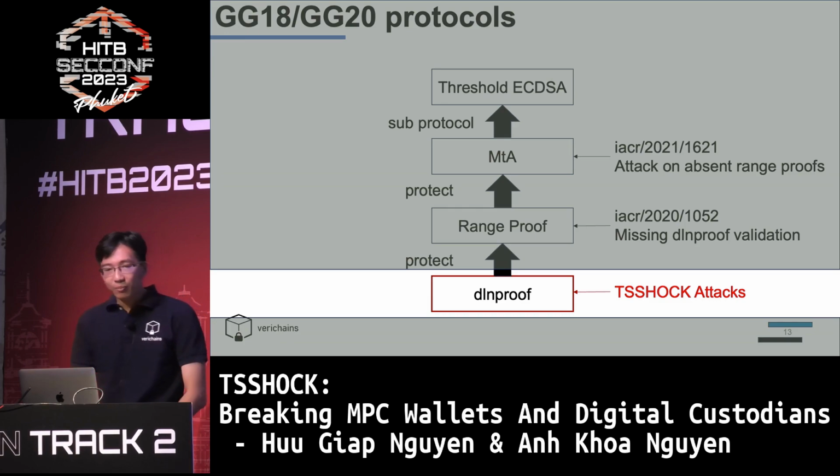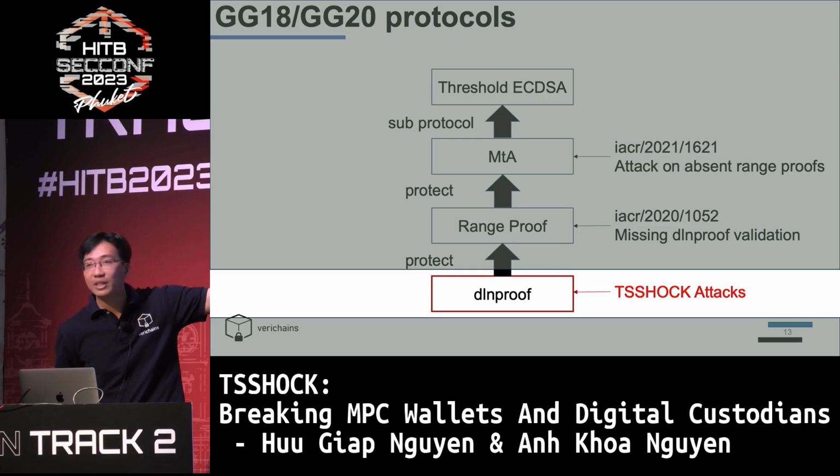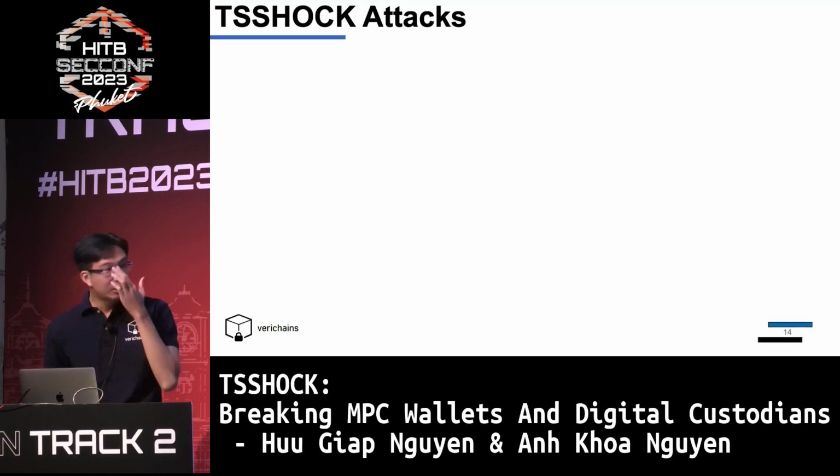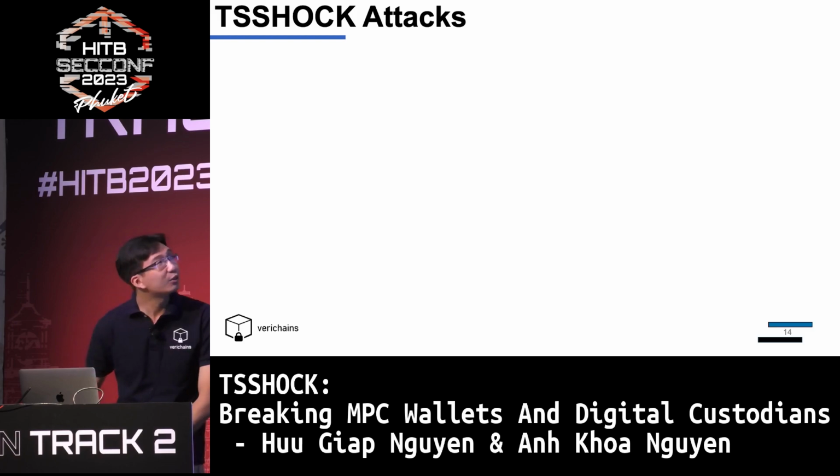So what is TSSHOCK, right? TSSHOCK is actually an attack on this DLN proof. Because we attack this, the range proof can be broken. Then it breaks the MtA, and if the MtA is broken, we can break the threshold ECDSA in this scheme, and we extract the private key. So let's talk more in detail.